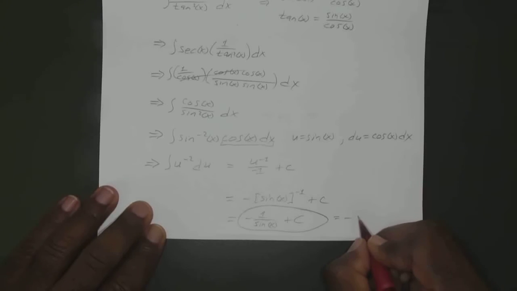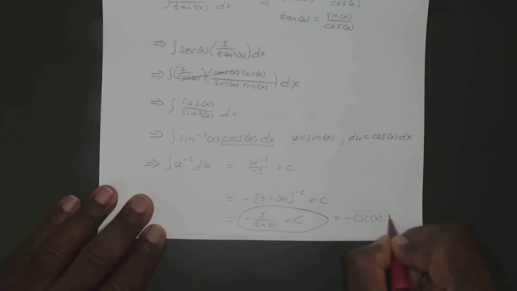Could you write negative cosecant of x? Yeah, you could, negative cosecant. Either one of those will work.